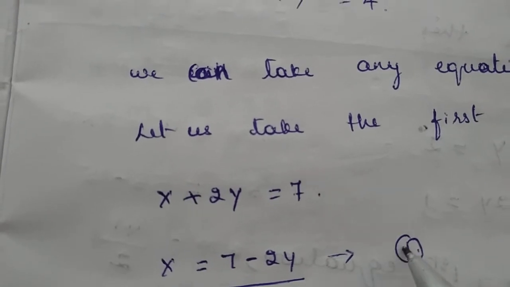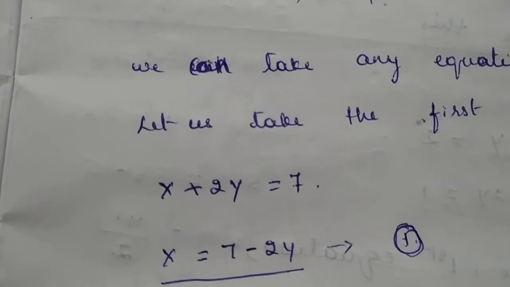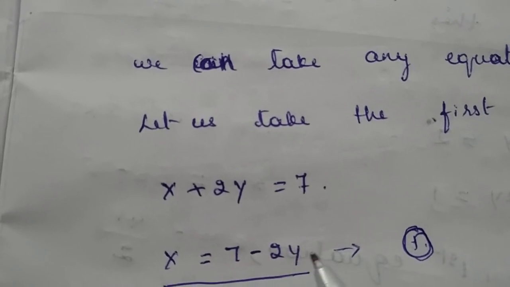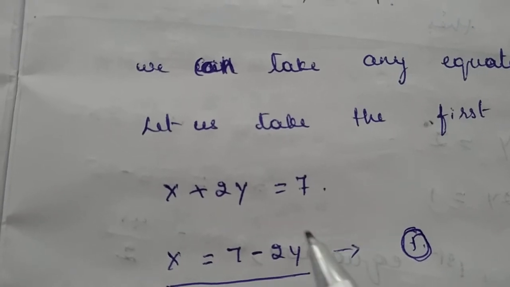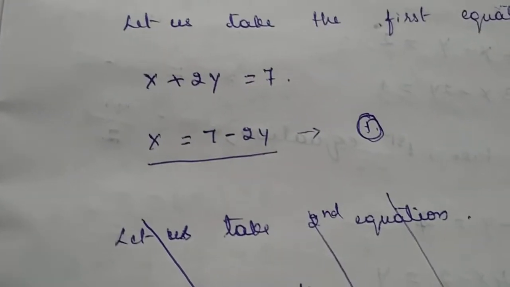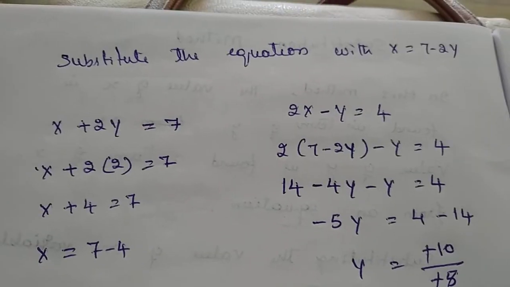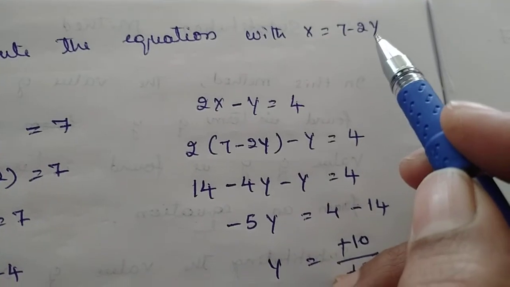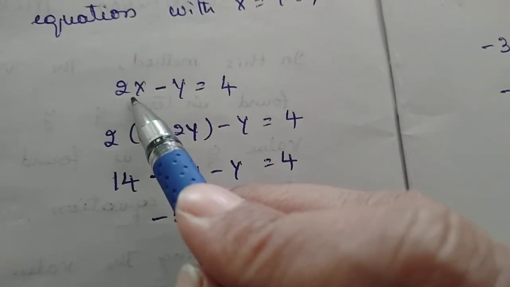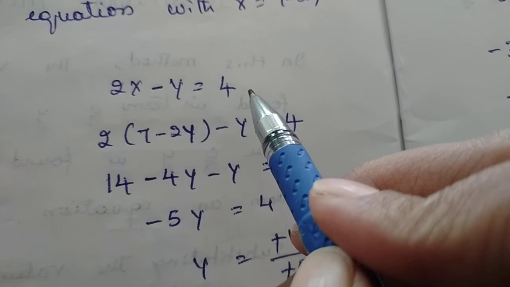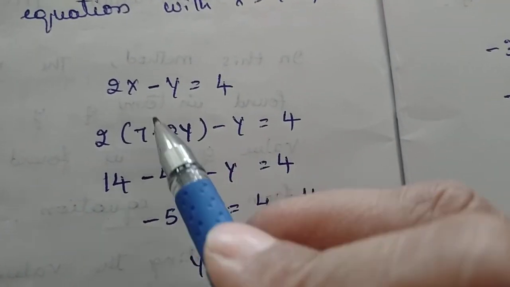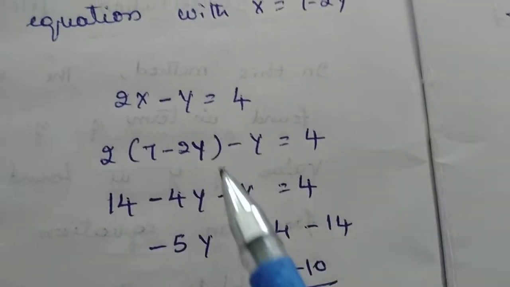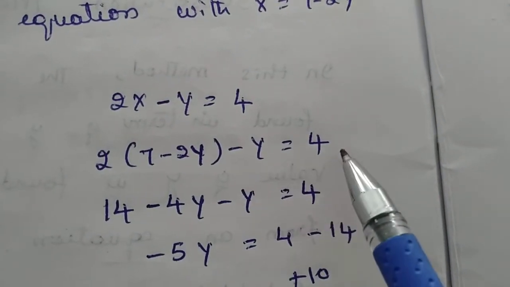So this is equation 1. We have made the value of x is equal to 7 minus 2y. So let us substitute this value into the other equation. Second equation ಏನು? 2x minus y is equal to 4. So ಈ x ಜಾಗದಲ್ಲಿ ವ್ಯಾಲ್ಯೂ 7 minus 2y ನ ಹಾಕೊಳ್ಳೋಣ. 2 into 7 minus 2y minus y is equal to 4.